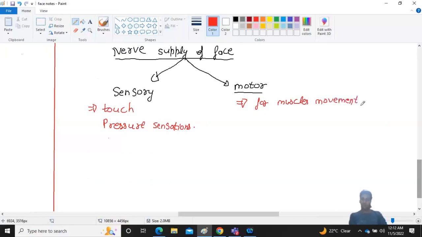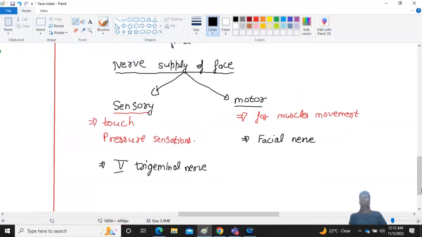Then for sensory supply, which nerve do we have? Remember, we know that there are 12 cranial nerves present in the brainstem. We have learned in 12th. So the fifth nerve is the sensory supply of the face. Fifth is the trigeminal nerve. The trigeminal nerve is sensory supply, and for motor supply, we have the facial nerve. Facial is for motor and trigeminal for sensory. Done.